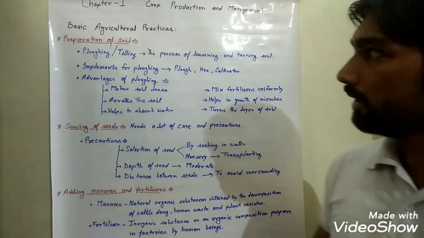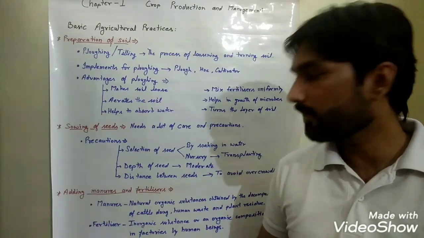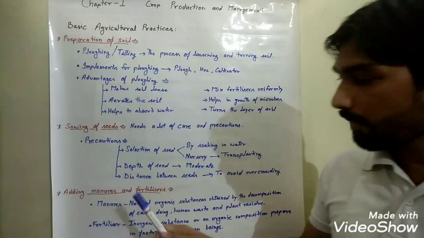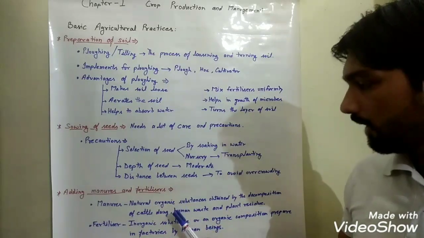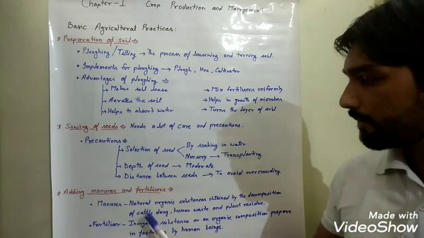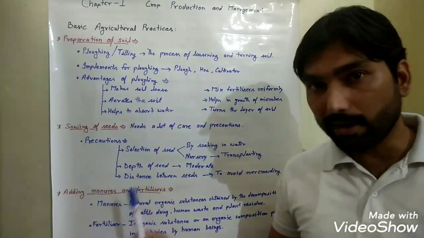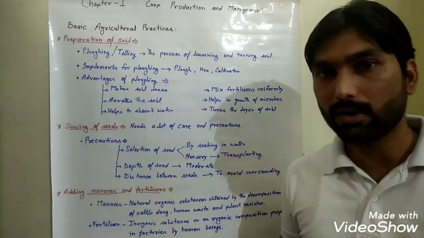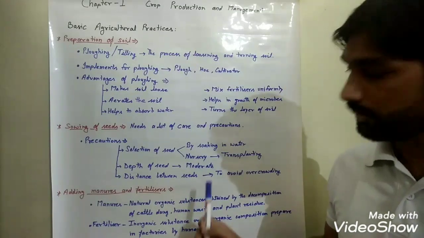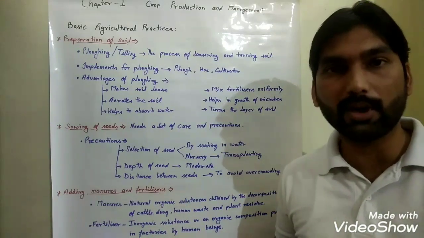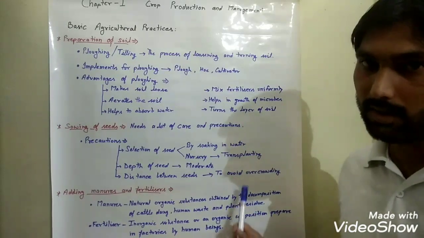So the next step in agriculture is adding manures and fertilizers in the field. So the question arises here, what are manures and fertilizers? Actually, manures are natural organic substances obtained by the decomposition of cattle dung, human waste, and plant residue. Remember, manures are purely derived from the body of living beings. Here it is written organic substances. It means the substances that can be derived only from the body of living beings. But these manures are what? Decomposed parts of the living body.